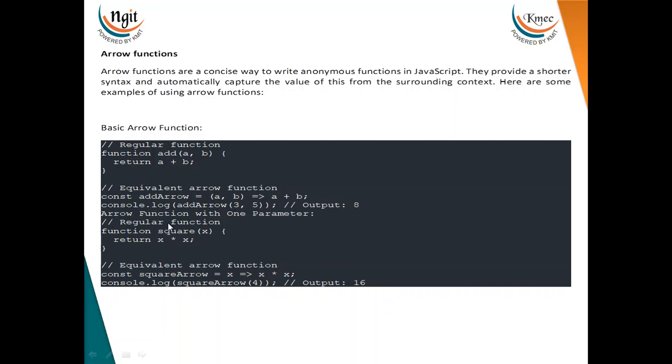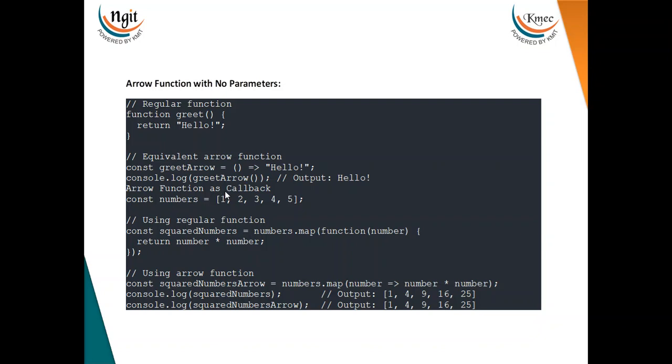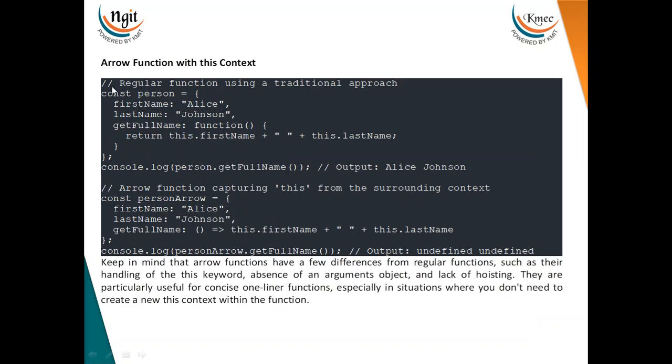So, arrow function with one parameter. This is the regular function. This could be equivalent to this. You can write the arrow function like this for this same square: squareArrow equals x arrow x times x. In the console you try to invoke the function. An arrow function with no parameters could also be done. So in this way, we can write it without passing any parameters, and it will execute the statement without any parameters. Okay, so that is a few more examples.